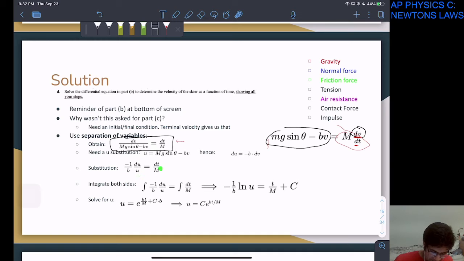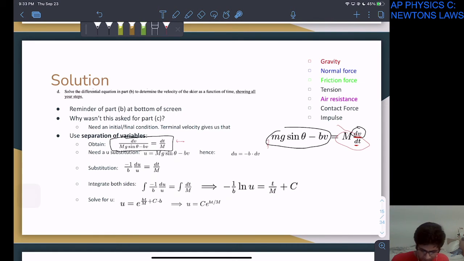And the right side we keep the same, and now we want to integrate both sides. So if we take the integral on both sides, we get something very similar. The minus 1 over b is a constant, so it comes out of the integral. The integral of du over u is the natural log of u. On the right side, 1 over m is a constant, so we can take that out of the integral, and the integral of dt is just t, so we get t over m plus c, a constant.